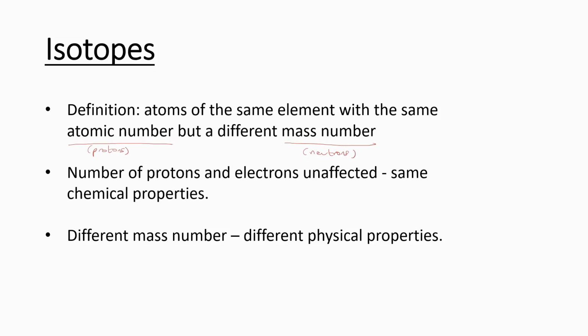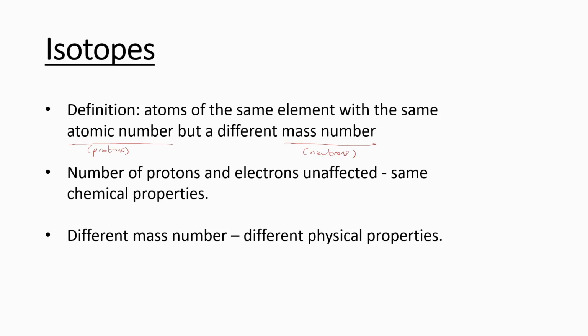So the number of protons and electrons are not affected here. Different isotopes of the same element will always have the same number of protons, because it's the number of protons which determines the type of element. The electrons will be unaffected, so they should have the same number of electrons unless they have become ions. In this way, because they have the same number of protons and electrons, they'll have the same chemical properties. Because they have a different mass number, though, they will have different physical properties.